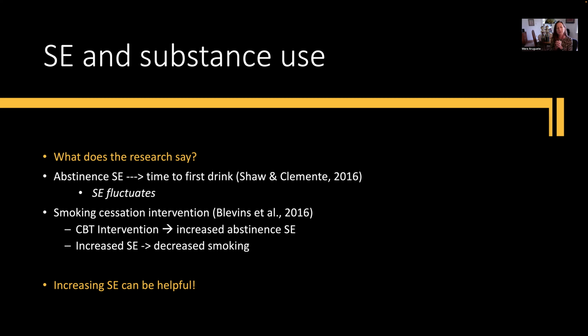Another set of research was a smoking cessation intervention. They were trying to get people to stop smoking. They gave them cognitive behavioral therapy, which, remember, deals with the cognitions as well as the behaviors. And they found that people increased their abstinence self-efficacy, meaning they started to believe, "I can do this, I can get off." That increased self-efficacy led to decreased smoking. Those who increased their self-efficacy actually decreased smoking. So increasing self-efficacy can be helpful, and it is a good way of dealing with one of those person variables in treatment.